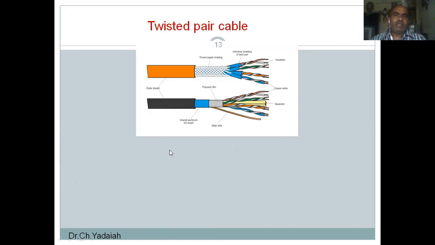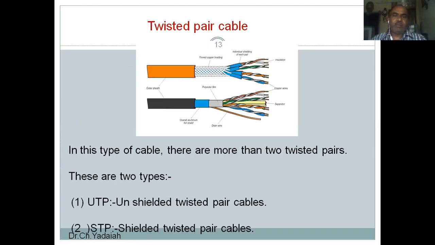Coming to the twisted pair cables, we have already seen them. In this type of cable, there are more than two twisted pairs. There are two types: one is UTP, unshielded twisted pair cables, and the other is shielded twisted pair cables. These are the two types of cables generally used in the computer field as well as in electronics.